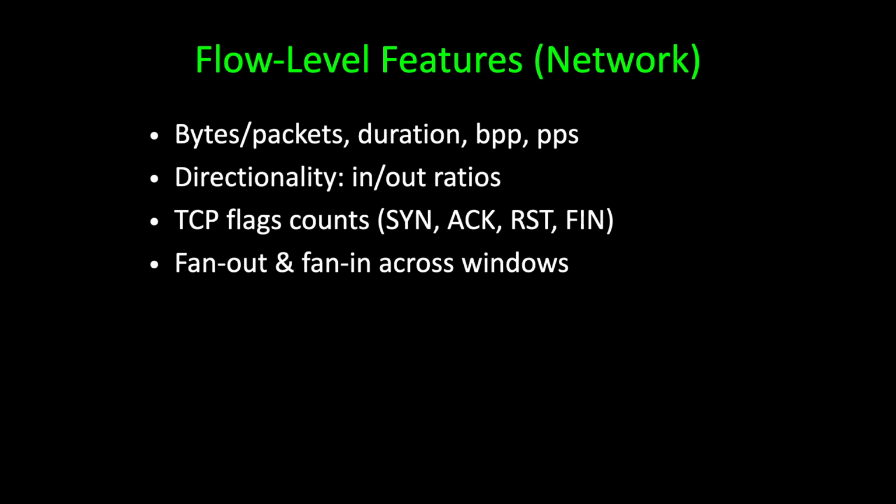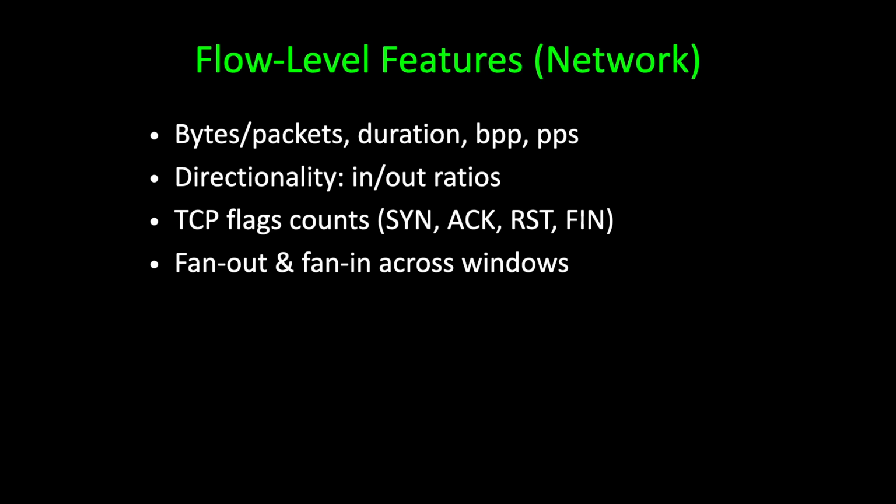At the flow level, start with the basics: bytes and packets in each direction, flow duration, bytes per packet, packets per second. Directionality matters. The ratio of outbound to inbound bytes can differentiate exfiltration from simple requests. TCP flag counts carry semantics. A preponderance of SYN packets without corresponding ACKs suggests scanning. Repeated resets, or RSTs, can indicate failed connections, or resets triggered by active defense.